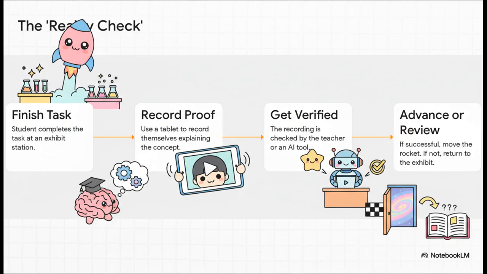All right, now this next tool is maybe the most important one of all. It's the reality check. To make sure real learning has happened, students don't just finish a task, they have to prove they get it. They use a tablet to record a short video of themselves explaining the concept. This totally breaks the illusion of learning. If you can explain it, awesome, move your rocket forward. If not, no big deal, you just go back to the exhibit for a quick review.